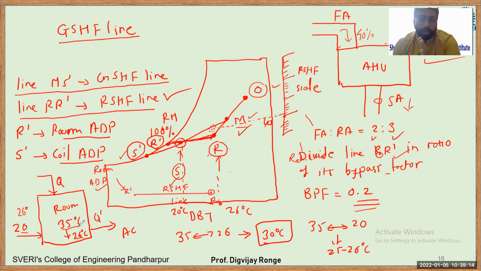You cannot supply the air at the exact same temperature. You cannot supply the air at the exact room condition. You have to supply the air at somewhat lower temperature than room temperature, that is point S. Okay. I hope this is clear to you. And this is the meaning of it, right?